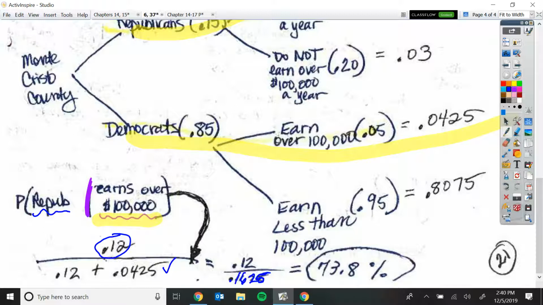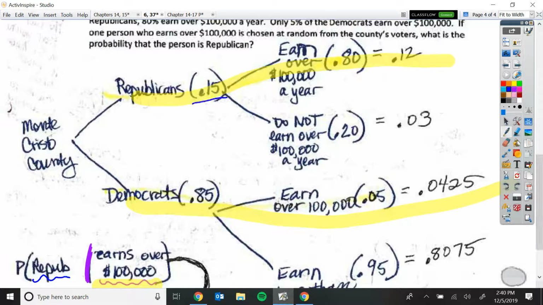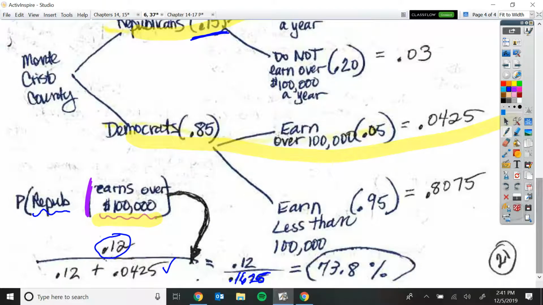So that's the 0.12. I had students who are tempted to put all of the Republicans on the numerator. So did you put 0.15 as the numerator? If you put 0.15, then why is that bad? Because it's not just the ones who earned over 100,000, it's all of them. We're only in the over 100,000, everybody else went in the hall. We're just talking about all the over 100,000 people. Okay, anyway, so there's how you get that. So if you make over $100,000, there's a 73.8% chance you're a Republican.